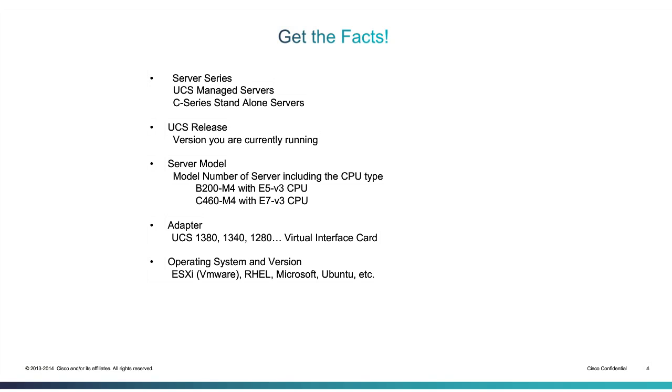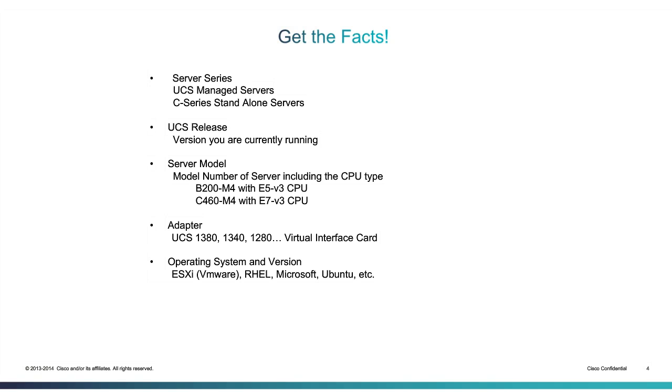Some of the CPUs, such as our E5 version 4 CPUs, do have different requirements than a B200M4 with an E5 V3 processor. So a lot of that information would be useful. We also want to verify what kind of adapter that server is using. For example, if it's a B200M4, you might want to check to see if it's using a 1240, a 1280. Most commonly used is the 1340 and the 1380s in the later models. That'll be your virtual interface card and your connection to the rest of the system.